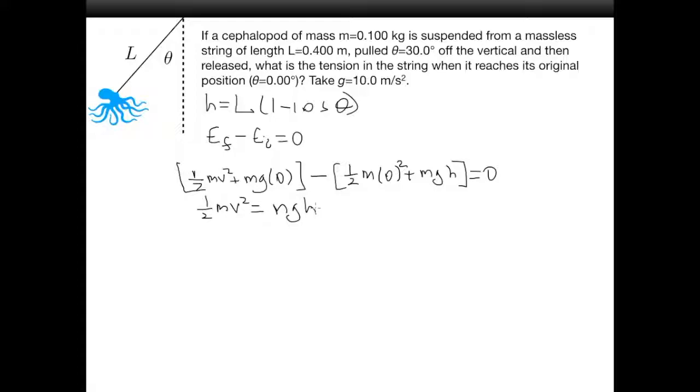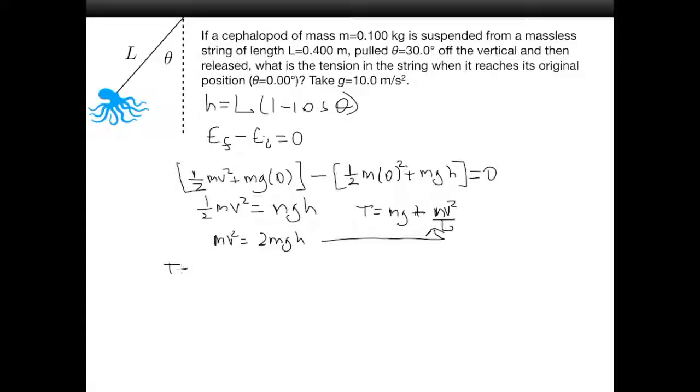Now from here, I also want to go back to that force equation, T equals mg plus mv squared over L. This gets us to a common pattern in these energy problems with circular motion. I get an mv squared from the kinetic energy, and algebraically there's an mv squared showing up in the centripetal acceleration term. So I'm going to manipulate the energy equation to get mv squared by itself on one side. I get that mv squared is equal to 2mgh.